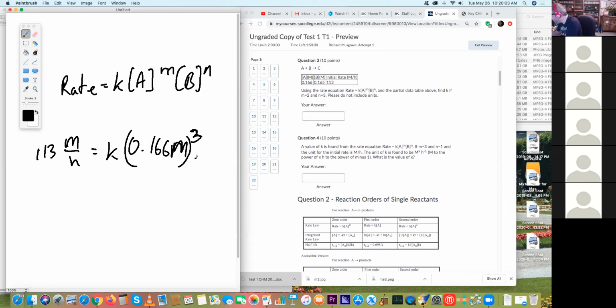And then that's times 0.165. And that's to the power of 2. So you can see here that in order to calculate that K value, you'd have to do 0.166 to the power of 3 times 0.165 to the power of 2. Does anybody believe that they'd have a problem doing that on their calculator? Well, on the calculator, actually, I should say on the calculator that you'll be using on the test.